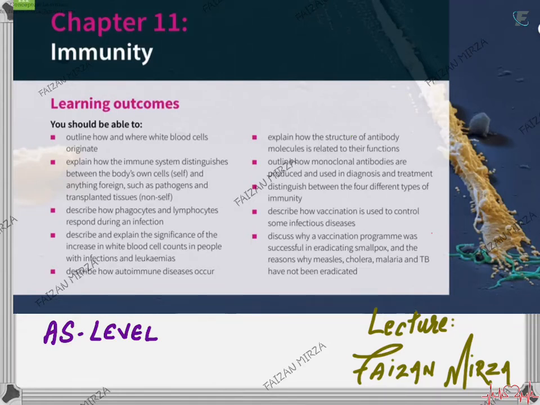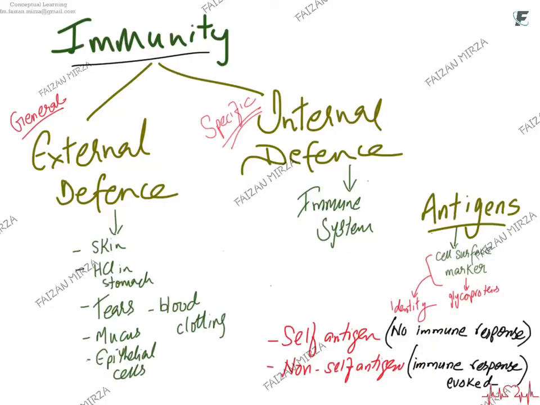We are discussing the topic of immunity. When we are talking about immunity, it basically covers two basic things. The internal defense, which is the primary aim of the immune system. Before we jump on to internal defense and how the immune system works, we need to realize that there is another defense system in the body, which is a generalized external defense system.